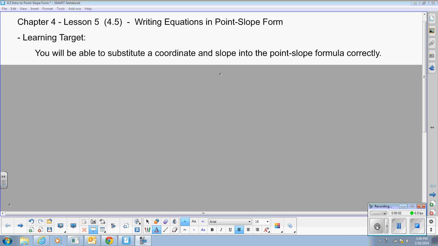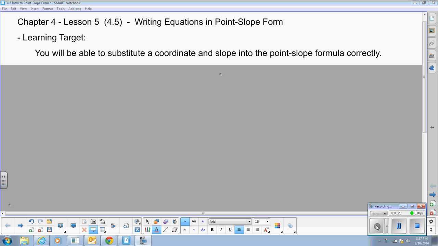All right, to get started here, we're now going to move into writing equations in point slope form. You will need your textbook for this, as our work is out of chapter 4, lesson 5, and it starts on page 223. The target for you, after you get done watching this video, seeing the examples, and doing your work, is that you will be able to substitute a coordinate and a slope into the point slope formula correctly.